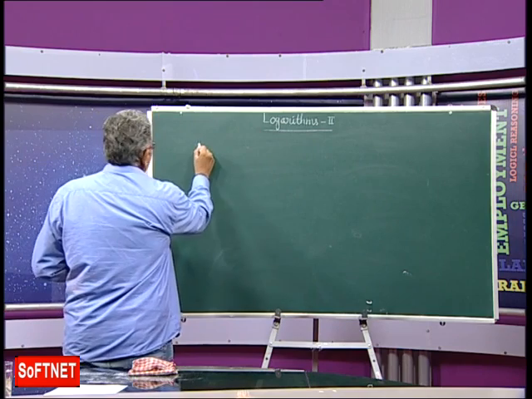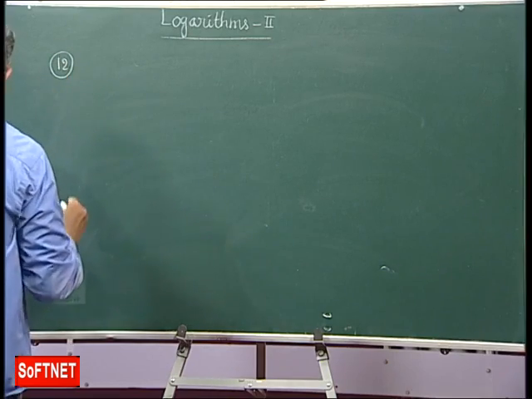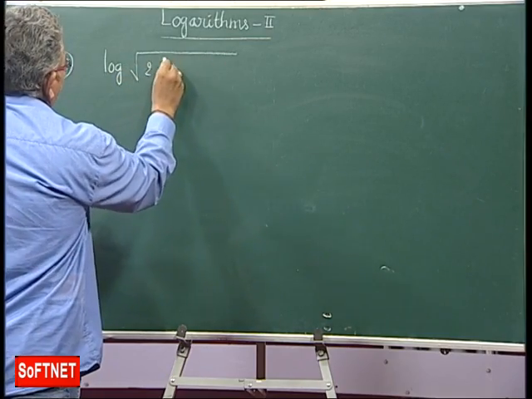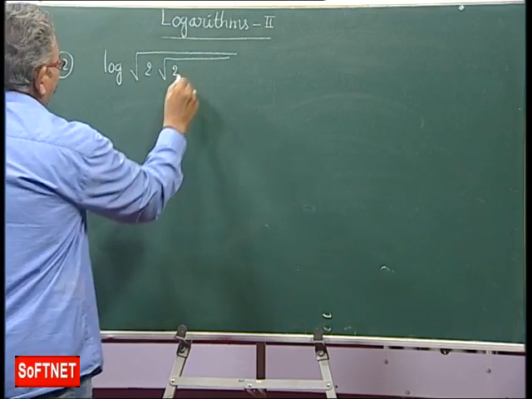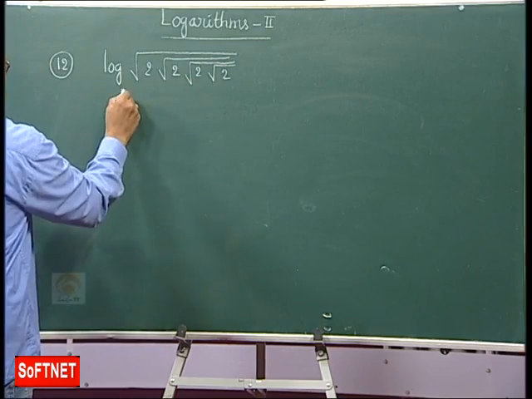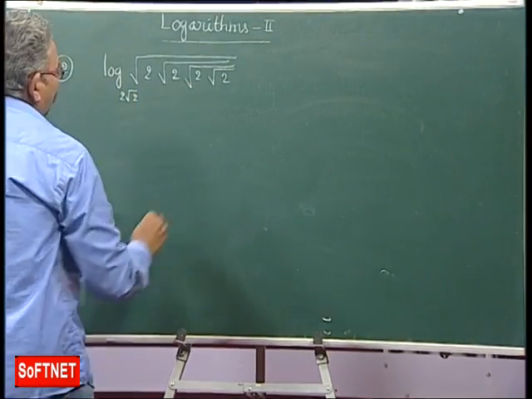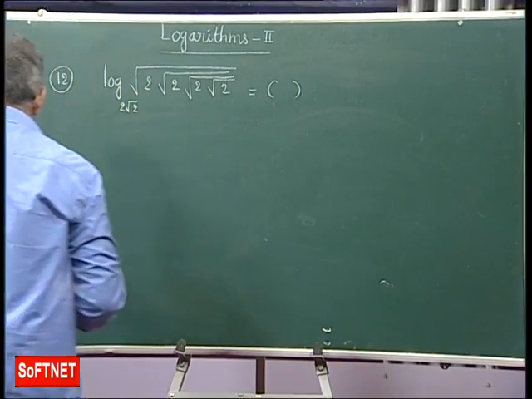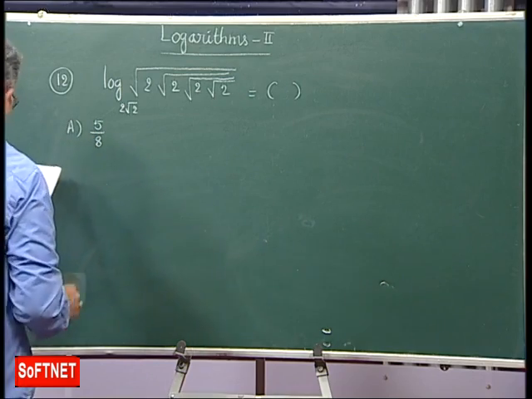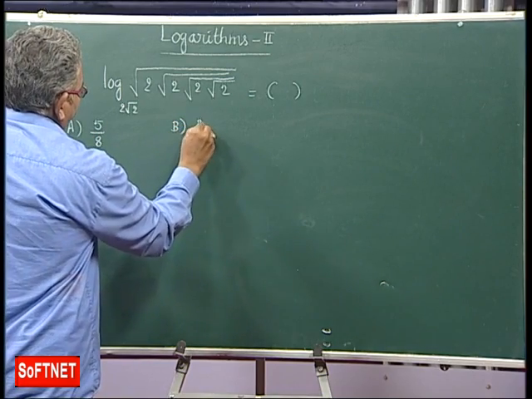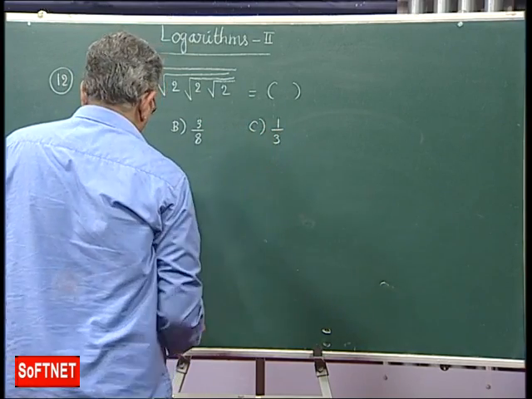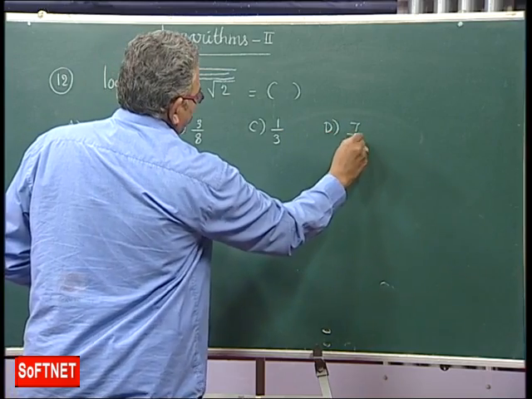So next one, log of root 2 to the base 2 root 2 equals to: A, 5 by 8; B, 3 by 8; C, 1 by 3; D, 7 by 8.